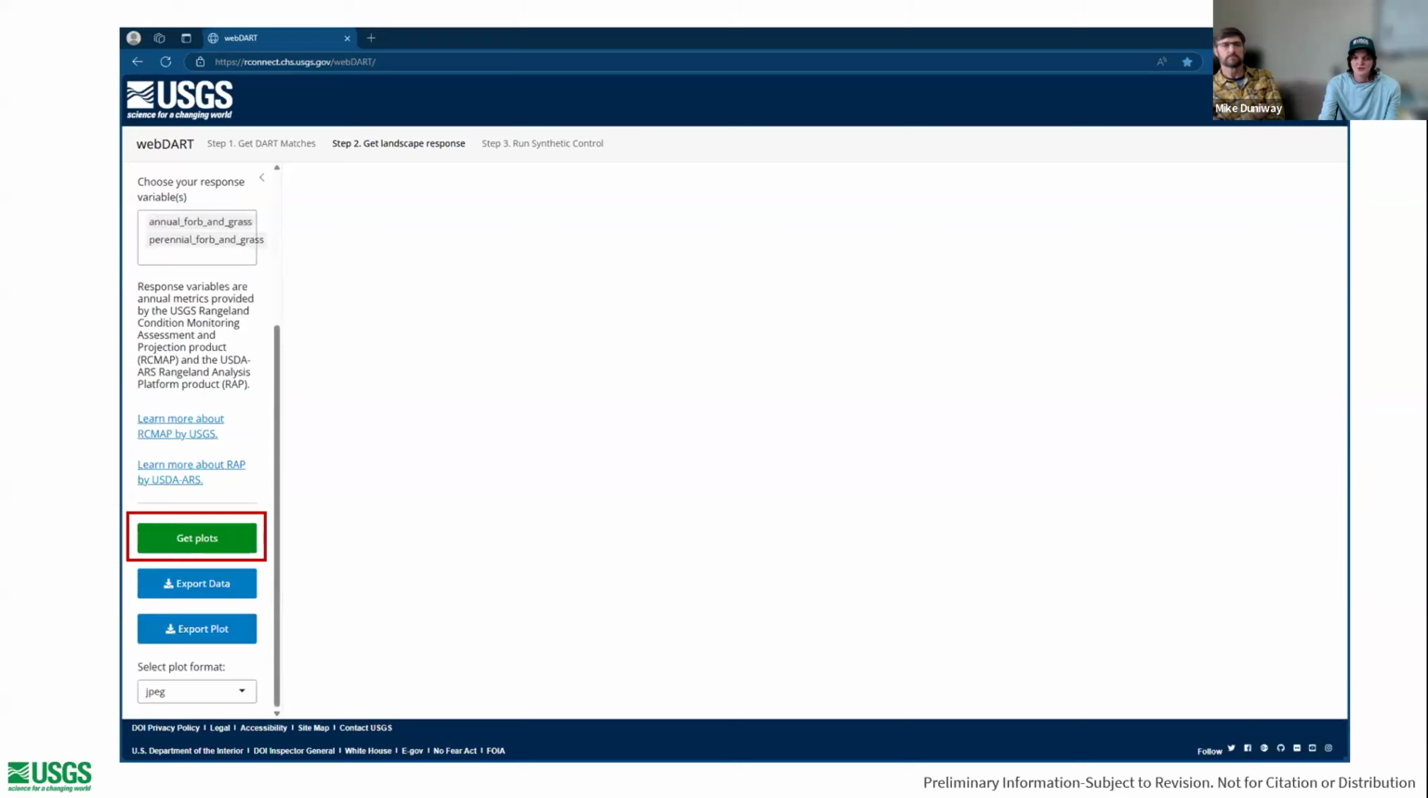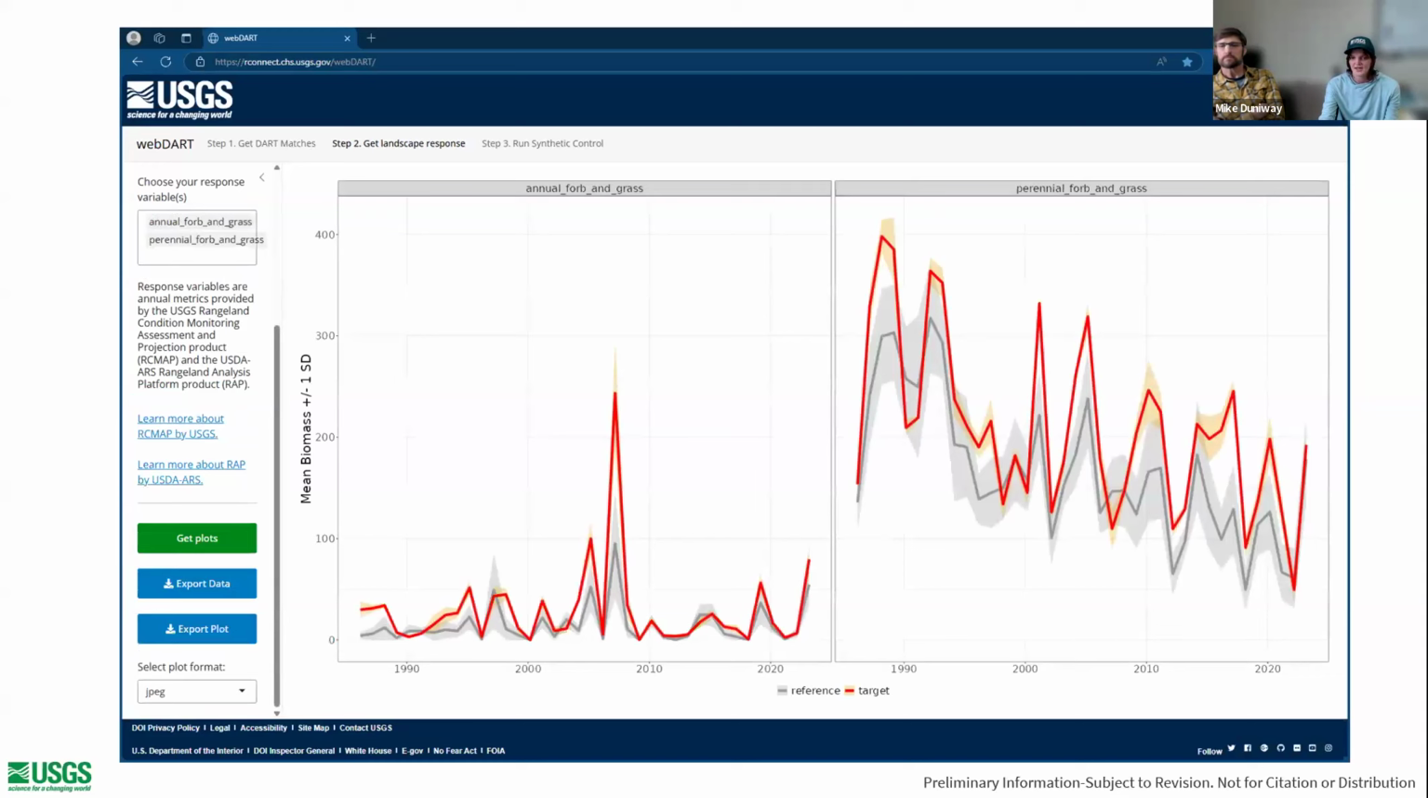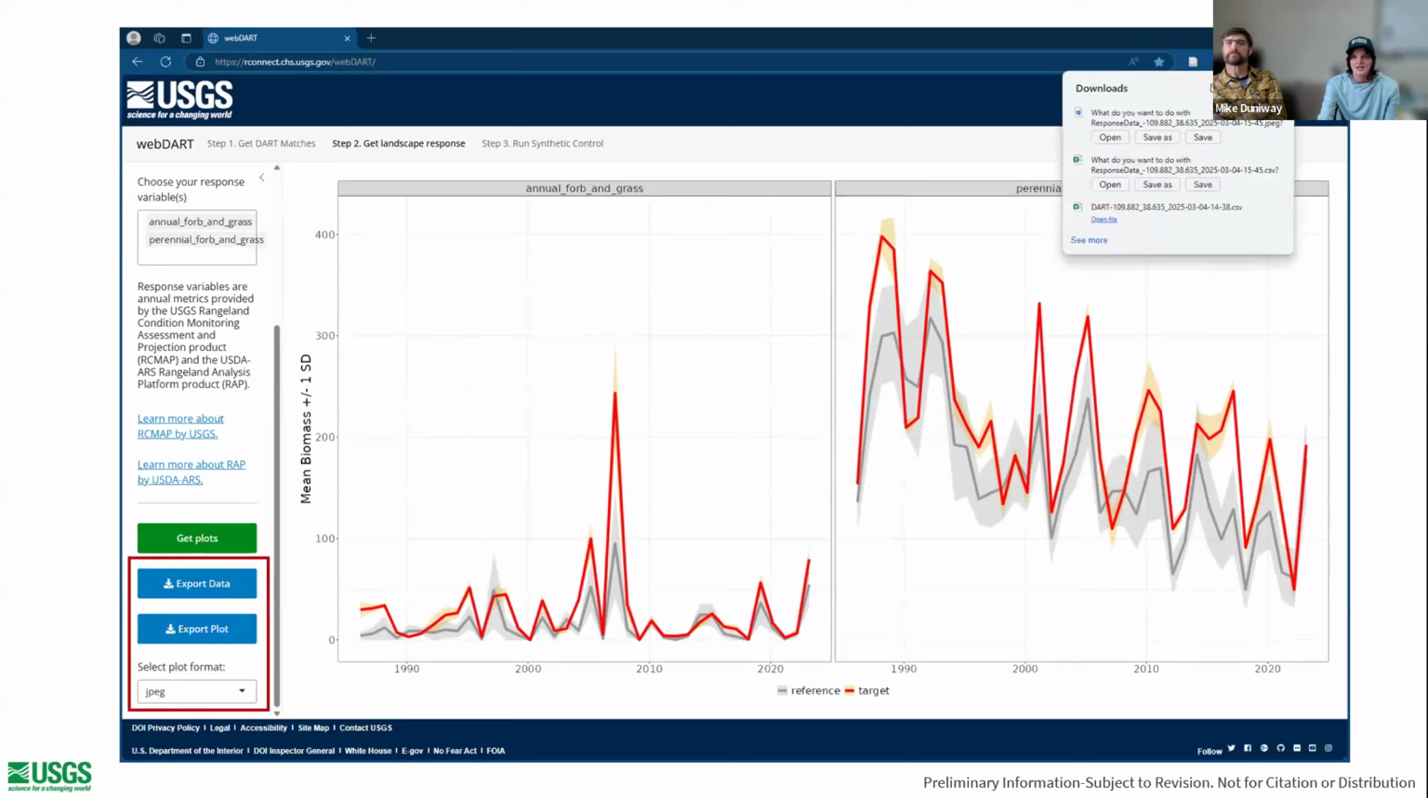Once you've done that, you can get your plots. This shows time series of annual data that's averaged among the target pixels, shown in red, and among reference pixels, shown in gray, to compare the trajectories of each response variable between the two. You're able to download these data as a CSV file, and you can also download the plots in various formats.